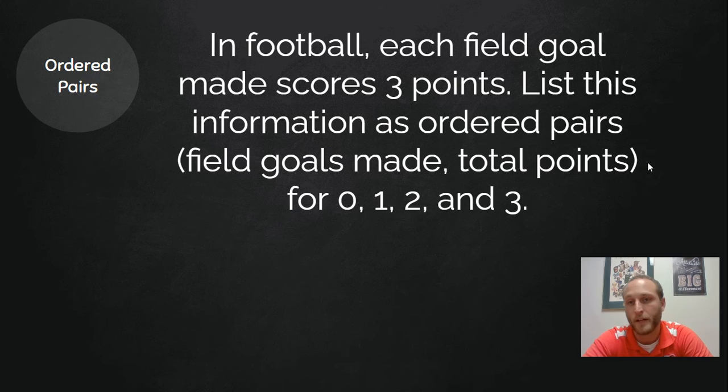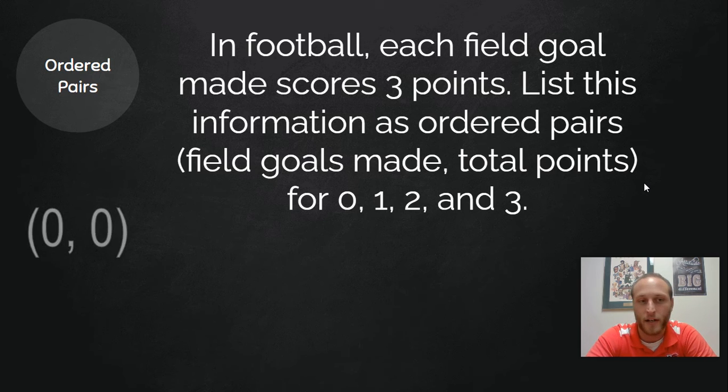So if you were to find ordered pairs based on information, could you do it? This example says in football, each field goal made scores 3 points. So if you make 1 field goal, you get 3 points. List this information as ordered pairs, starting with field goals made compared to the total number of points. I want you to do that for 0, 1, 2, and 3. So in your ordered pairs, your X's should be 0, 1, 2, and 3. I want you to figure out the Y.